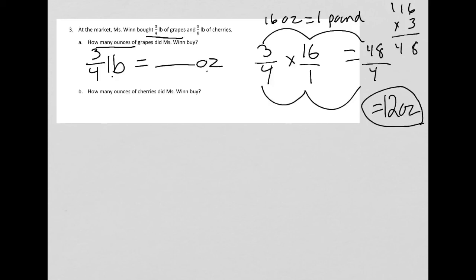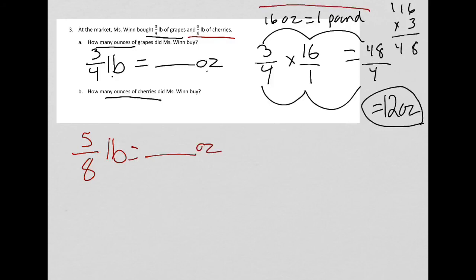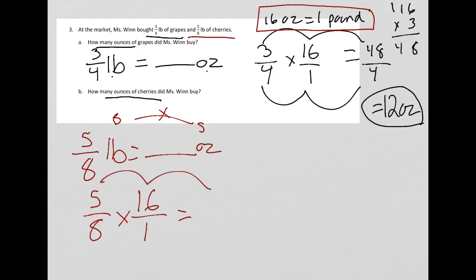How many ounces of cherries did she buy? So we're going to do the same thing now, but with cherries. So she bought 5/8 a pound of cherries. So now I'm going to start with 5/8 of a pound equals how many ounces? So same conversion factor of 16 ounces is 1 pound. And I'm still going from a big unit to a small unit, so I'm still going to multiply. So I'm going to do 5/8 times 16 over 1. 5 times 16, 8 times 1. Well, 5 times 16 is 80. 8 times 1 is 8.